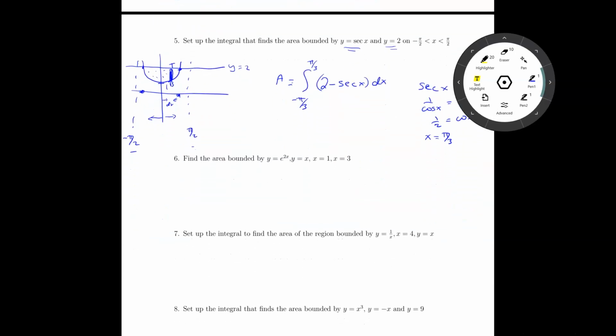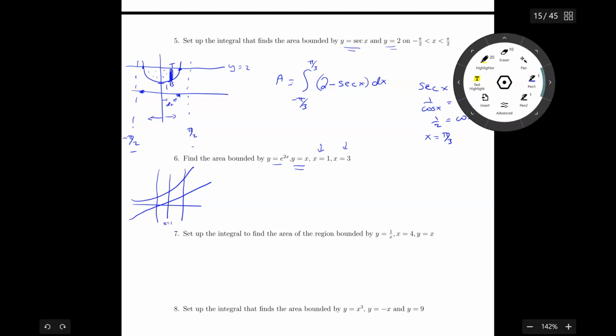All right, here we go. Find the area bounded by e to the 2x. You know that's the basic e graph. It looks like this. y equals x. Wait a minute, those are not intersecting, are they? No, they're not. So x equals 1 and x equals 3 are vertical lines. There's x equals 1, there's x equals 3. So this is the area. Be careful you're not using the x or y axis. It's the area bounded by all of the graphs.